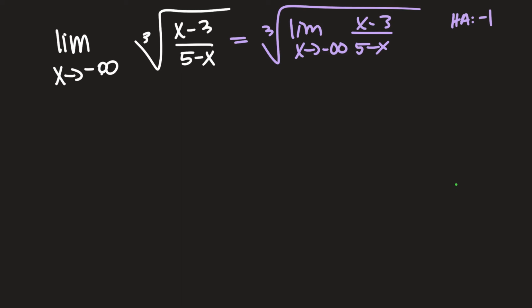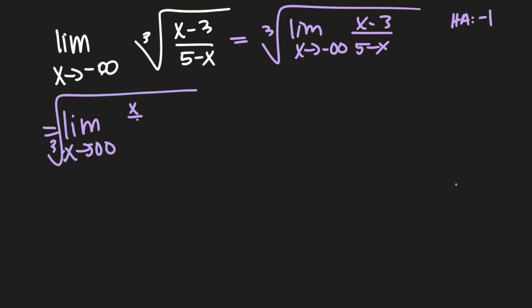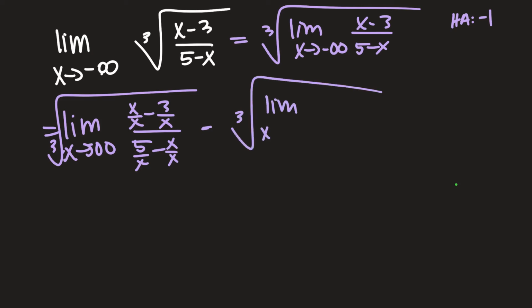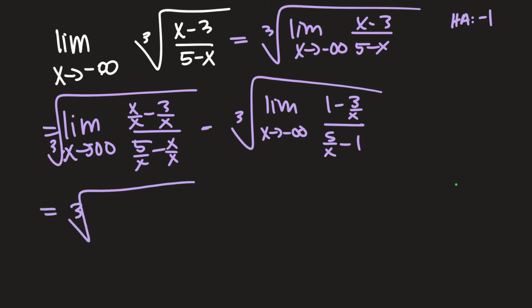Okay, so again, you always divide by the highest power of the numerator. So I have the limit as x approaches negative infinity, cube root, x over x minus 3 over x, over 5 over x minus x over x. So I have the cube root, the limit as x approaches negative infinity of 1 minus 3 over x, over 5 over x minus 1. So we're ready to evaluate.